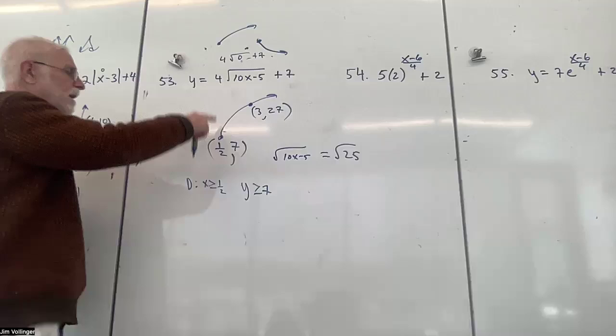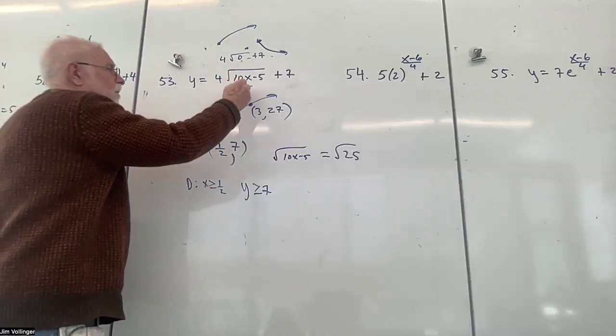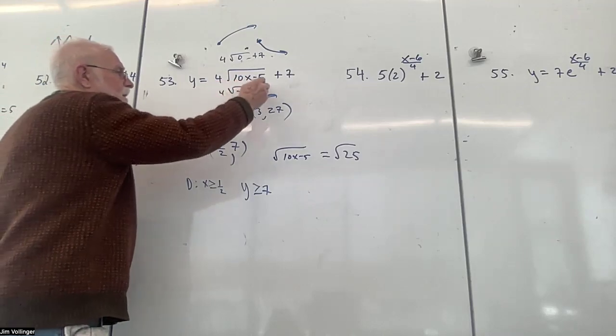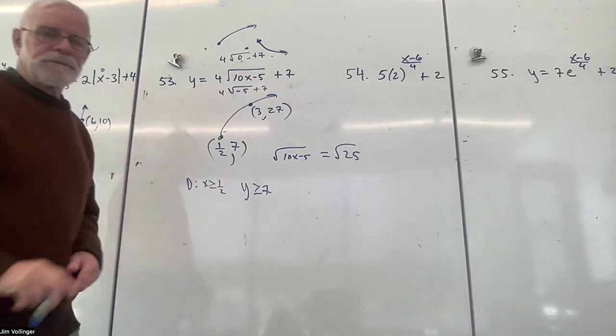Okay, I can't plug in anything smaller than 1/2 in here. I can't plug in 0. That would give me the square root of -5. That's not going to show up on the xy plane. Okay, so there's your domain and range.